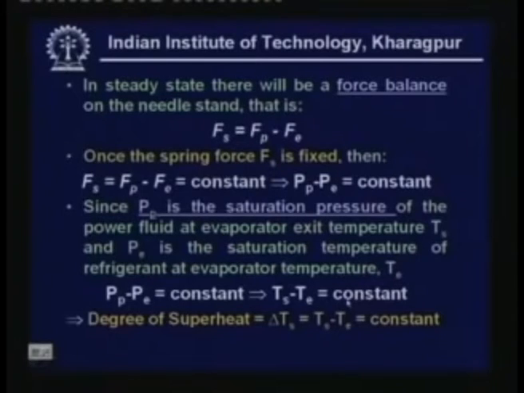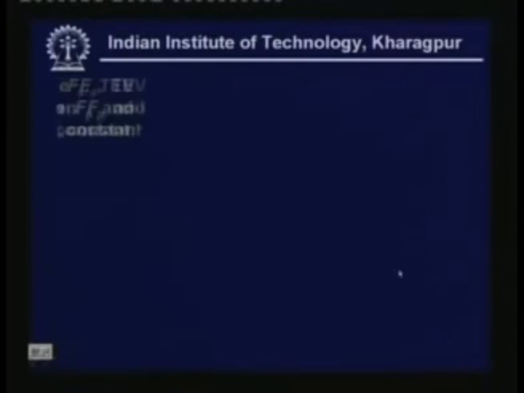Okay, that means once you fix the spring force, and if you keep the spring force constant, then the difference between the downward force and the upward force remains constant always, and this is proportional to the difference between the pressure acting above the bellows and the pressure acting below the bellows, and these two pressures are nothing but the saturation pressures corresponding to the exit temperature and the evaporator temperature. Okay, once the pressure difference is constant, that means the temperature difference also should be constant, and this temperature difference is nothing but the degree of superheat. Okay, so Ts minus Te is constant means degree of superheat, that is delta Ts, is constant.